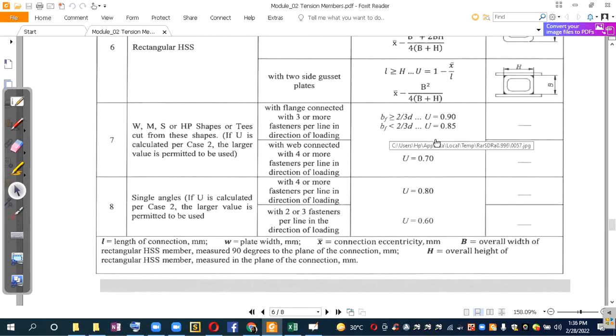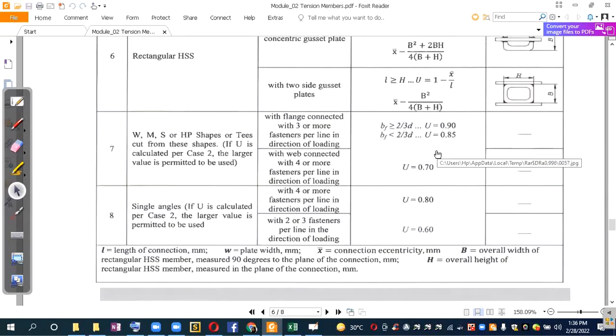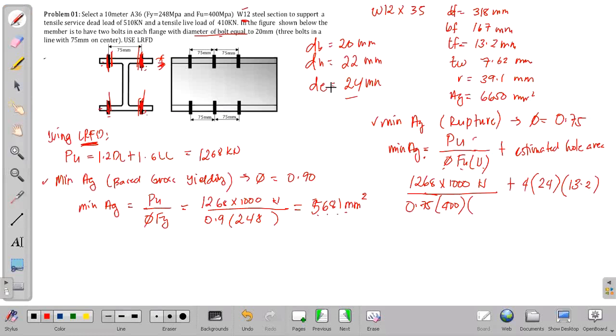Okay? However, in here, nag-assume pa lang tayo, di ba? Nag-assume pa lang tayo ng section. Okay? So, kunin natin yung pinakamalaki. We have to assume that our U is equal to 0.9. Assumption. After which, pag sa analysis now, we have to check if our assumption is correct. Pagka nag-solve na tayo ulit ng value of U, gamit yung totoong trial section na natin. So, assume that U is equal to 0.9. Assumption pa lang kasi itong section na W12. This is just based on the gross yielding.